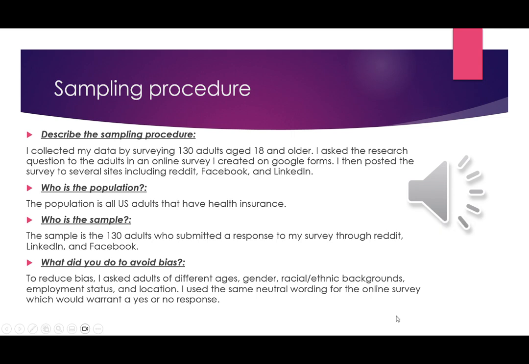My sampling method. I collected my data by surveying 130 adults aged 18 and older. I asked the adults the question on an online survey I created on Google Forms. I then posted the survey to several sites including Reddit, Facebook, and LinkedIn. The population is all US adults that have health insurance, and the sample is 130 adults who submitted a response to my survey through those sites.